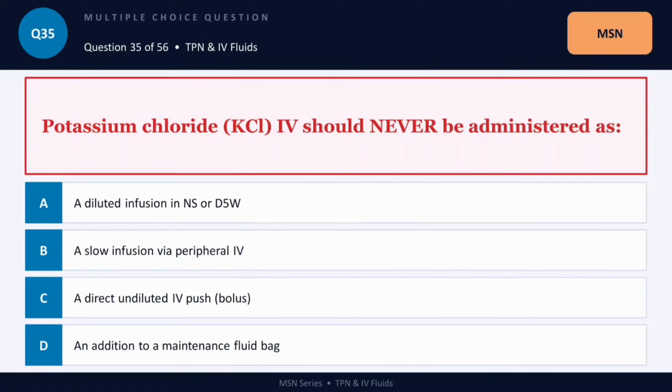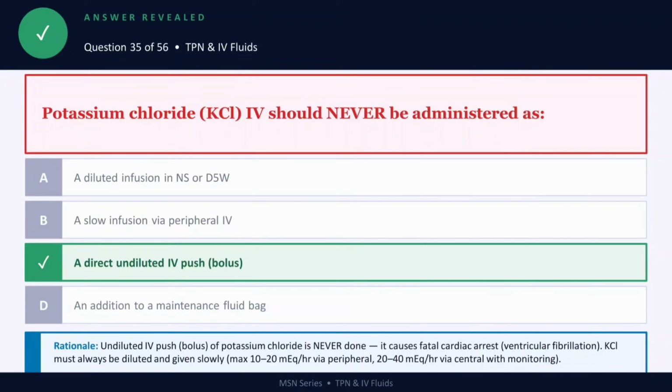Question number 35. Potassium chloride should never be administered as: Option A, a dilute infusion in NS or dextrose 5% in water. Option B, a slow infusion via peripheral IV. Option C, a direct undiluted IV push. Option D, an addition to a maintenance fluid bag. The correct answer is option C, a direct undiluted IV push.